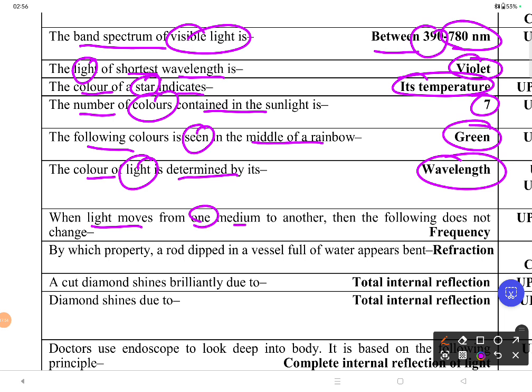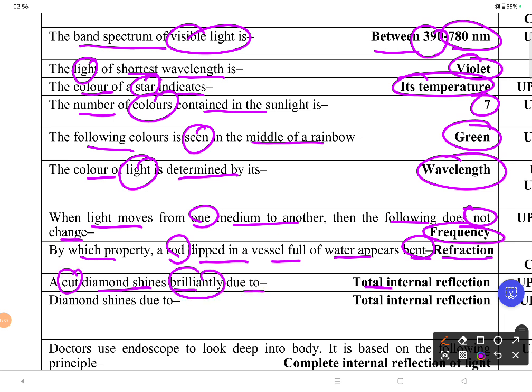While light moves from one medium to another, the following does not change: frequency. By which property does a rod dipped in a vessel full of water appear bent? Refraction. A cut diamond shines brilliantly due to total internal reflection, that is TIR. Diamond shines due to total internal reflection.